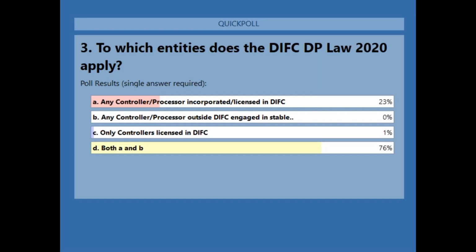Great, yes, both A and B. That is correct. A is correct, but it's also B. B is correct as well. Okay, good.